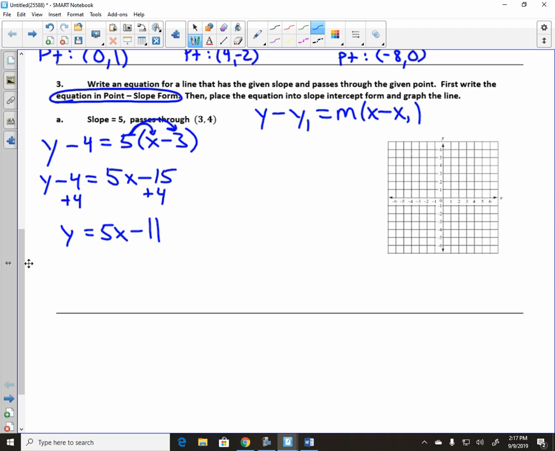5x minus 11. I'm going to estimate 7, 8, 9, 10, 11. Rise 5, run 1. Rise 5, run 1. Good enough? So today we're practicing using that form.